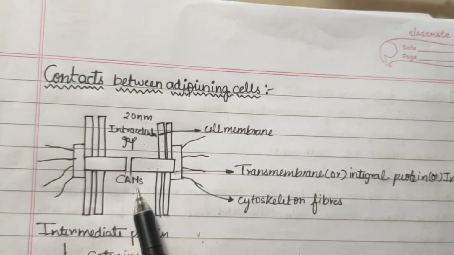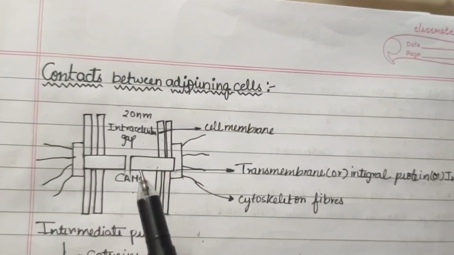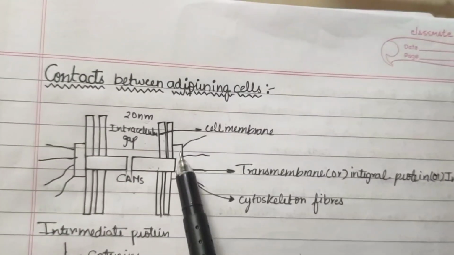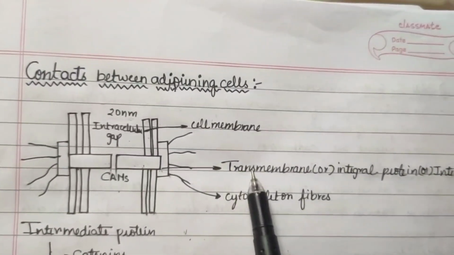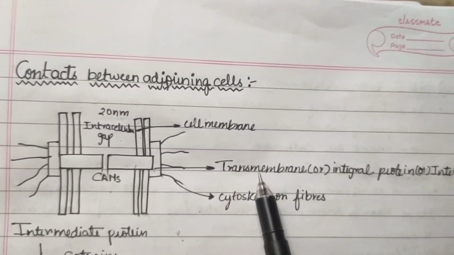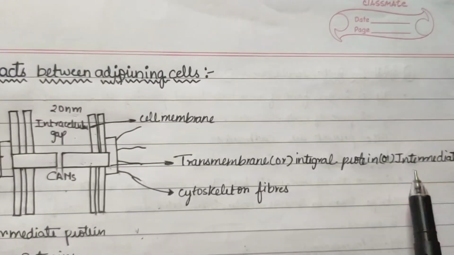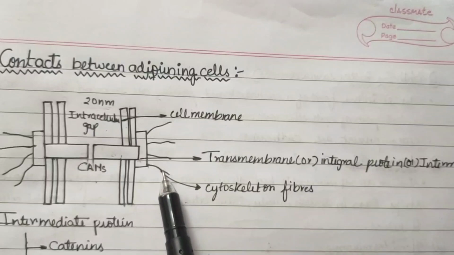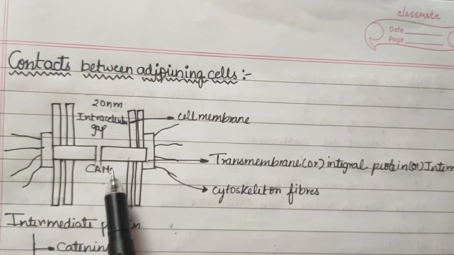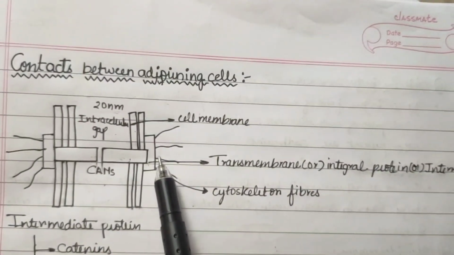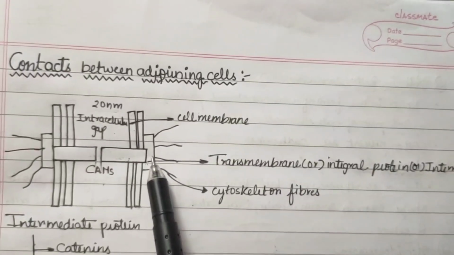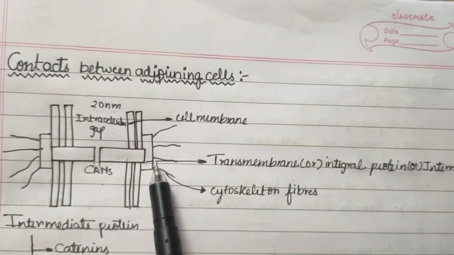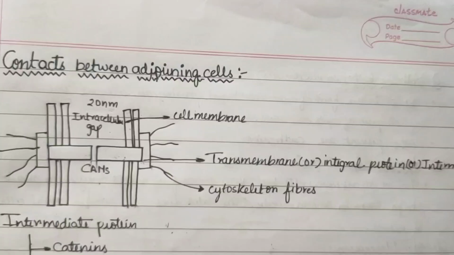These CAMs are attached to a transmembrane or integral protein, which we saw in another class, or an intermediate protein. To this intermediate protein, the cytoskeleton fibers are attached. So we can say the transmembrane or integral protein is linking the CAM protein with the cytoskeleton fibers.